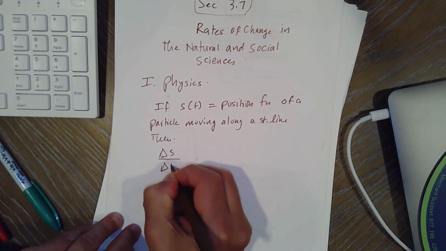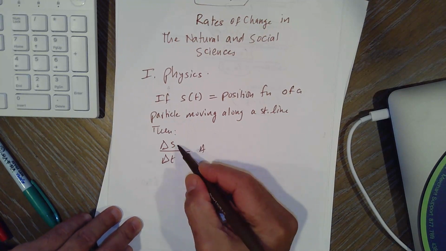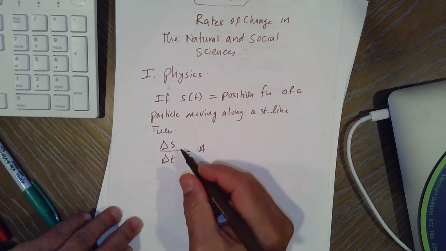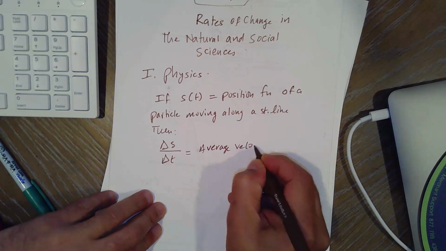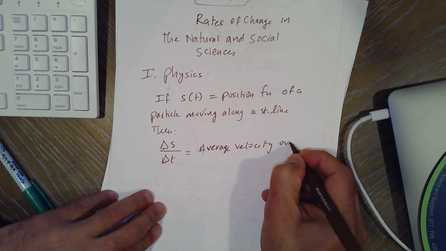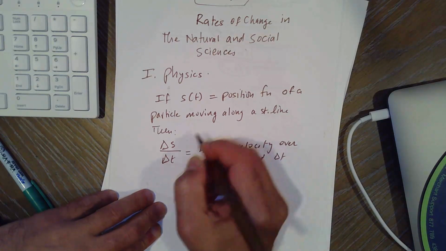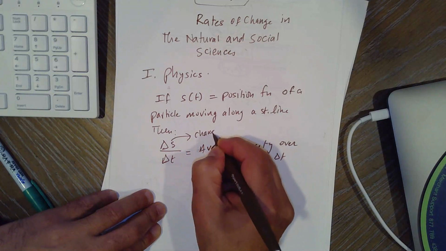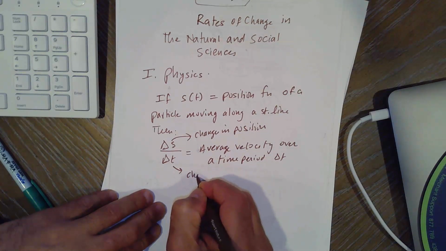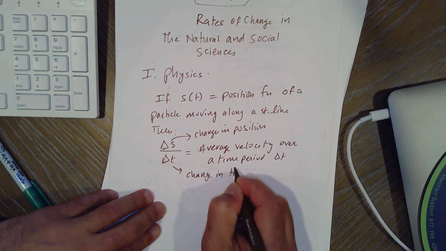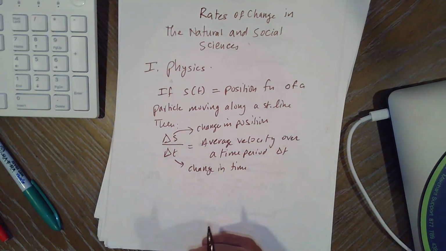delta S over delta t. Remember, average rate of change. So this is average velocity because we're doing distance or position over time. So that's velocity or speed. So average velocity, or average rate of change over a time period delta t. When we say delta S, that means change in position, and delta t obviously is change in time. It's like S of t plus h minus S of t over h. Basically, that's what it is.